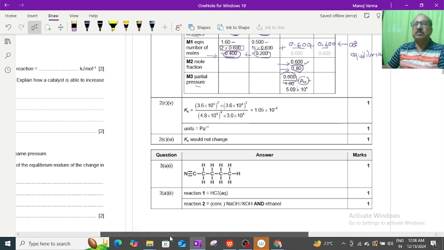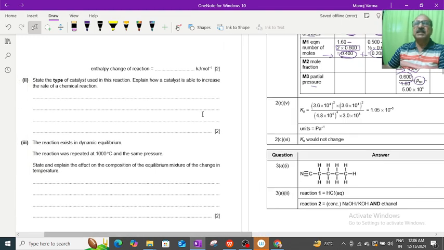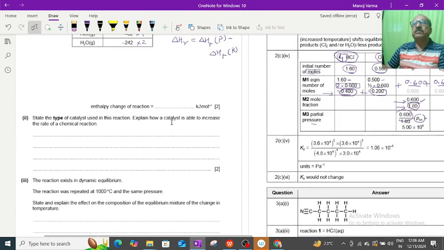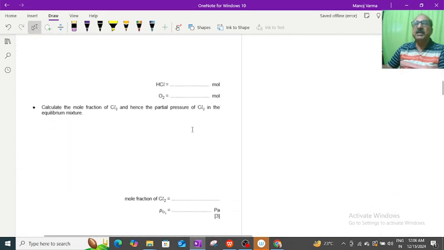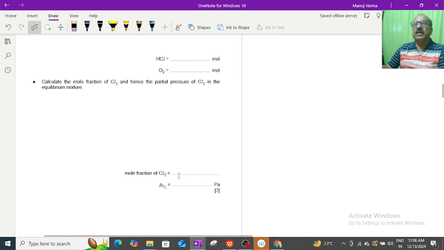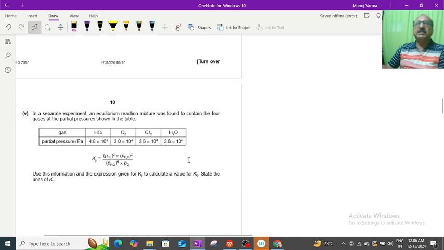Chemical equilibrium is a little bit more difficult. You have to solve more problems to understand this. Okay, now we understood this part. Let's go further. All this part is over. The mole fraction of chlorine is done. The partial pressure of chlorine is done. Okay, now look at this.